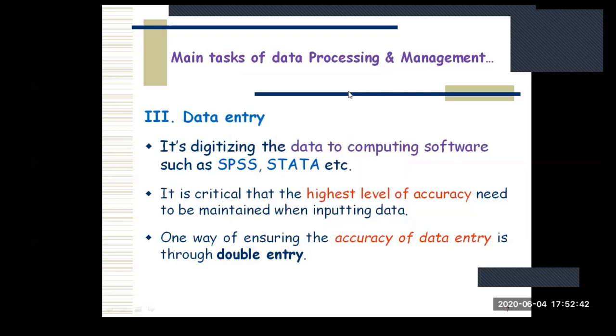The third step is data entry. Once data editing is completed, you also need to insert the collected data into the computer.